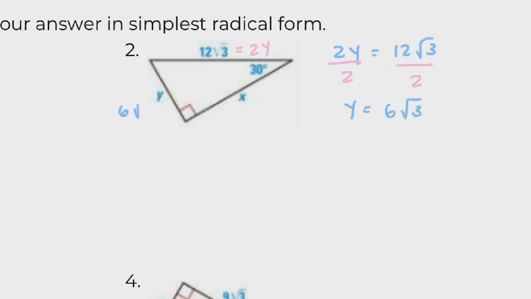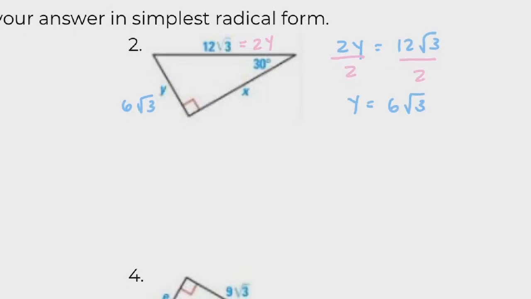So y is 6 rad 3. And x is going to equal y rad 3. So x would equal 6 rad 3 times rad 3. So that's 6 times 3, which is 18.